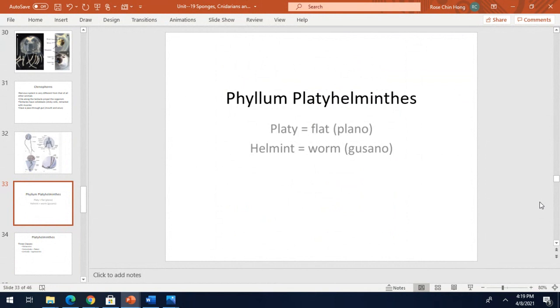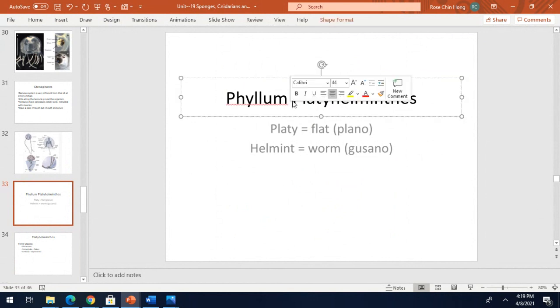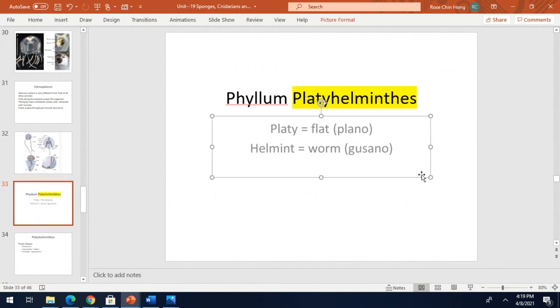So now let us go on to our flatworms in our triploblastic animals, which is in the Lophotrochozoa. All right. So the phylum is called Platyhelminthes. You know this here. It's important. Platy is flat, helminth is worm. So Platyhelminthes: Lophotrochozoan, triploblastic, acoelomate.